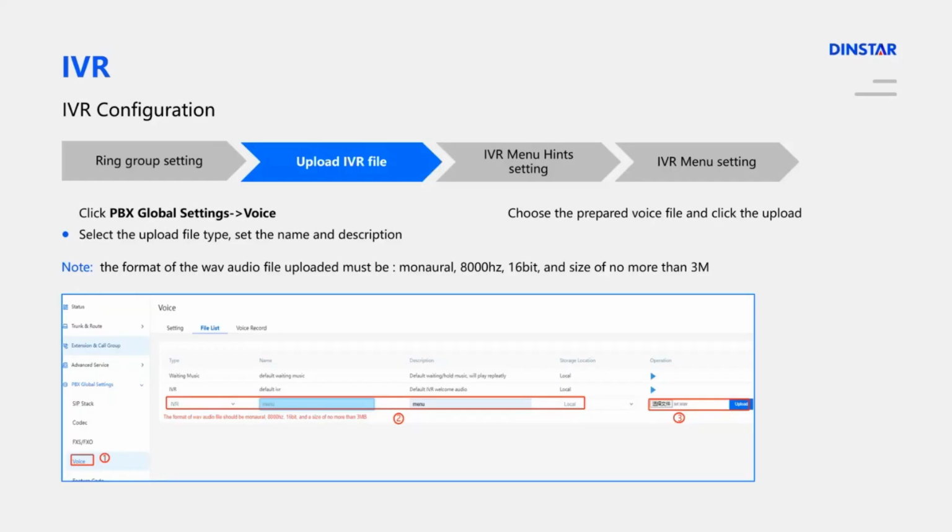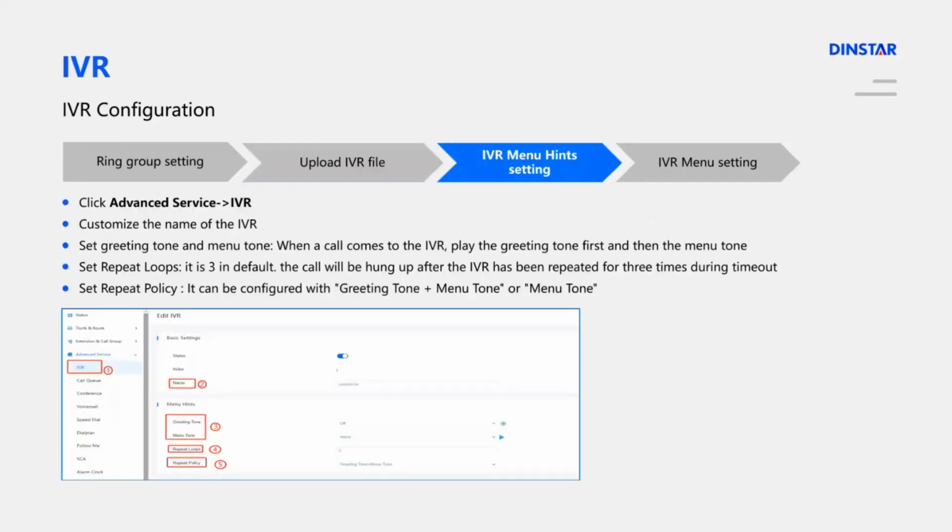And next, we have to set the IVR menu. We go to the IVR page and name the IVR, set the greeting tone, maybe the welcome message or something else as you want, and the menu tone. And configure the repeat loops. The default is 3. It means the call hangs up if there is no input after 3 repeats.